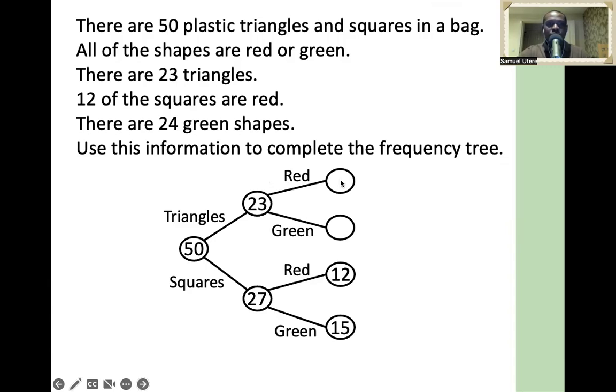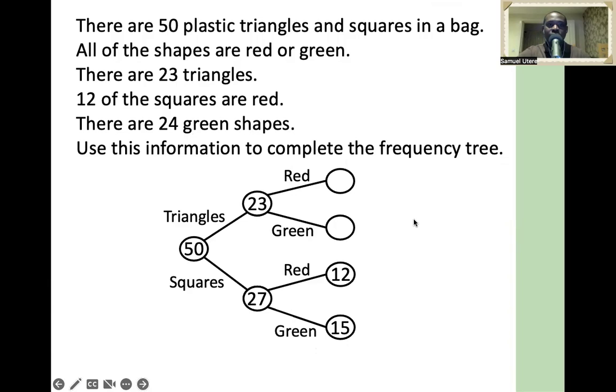Now, how do we complete this other bit here? Take note that we are told that there are 24 green shapes, right? So you're thinking, if there are 24 green shapes, we know that there are only two shapes here, which are triangles and then squares. So if there are 24, it means 15 plus something we don't know is equal to 24.